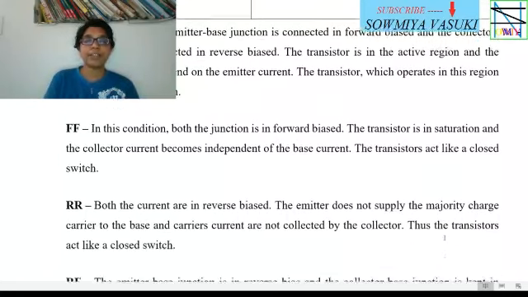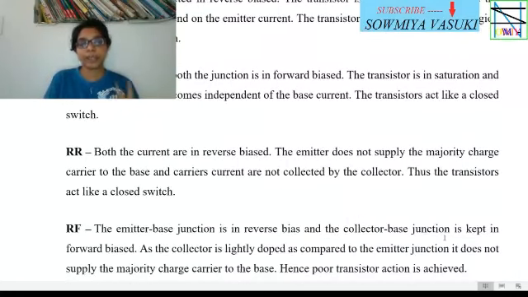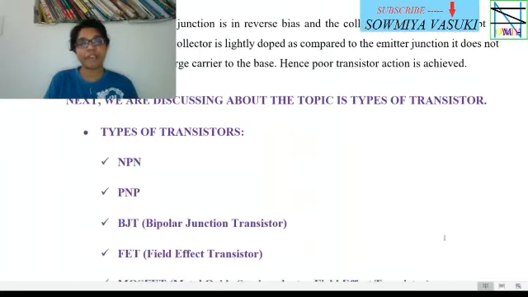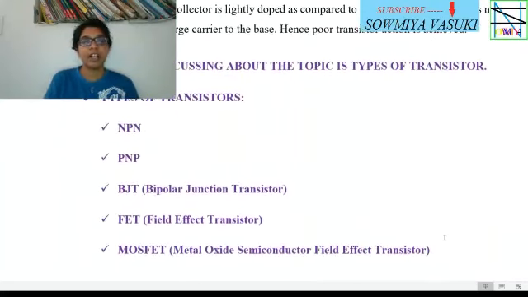Next we discuss the types of transistors. The types are NPN transistor, PNP transistor, BJT, that is the bipolar junction transistor, FET, field effect transistor, and the last one is the MOSFET, that is the metal oxide semiconductor field effect transistor. Next we discuss this topic.